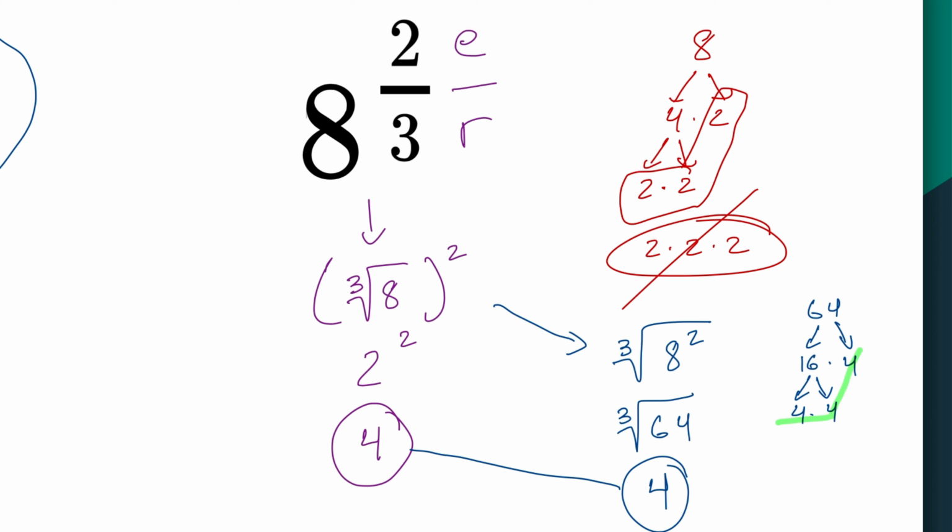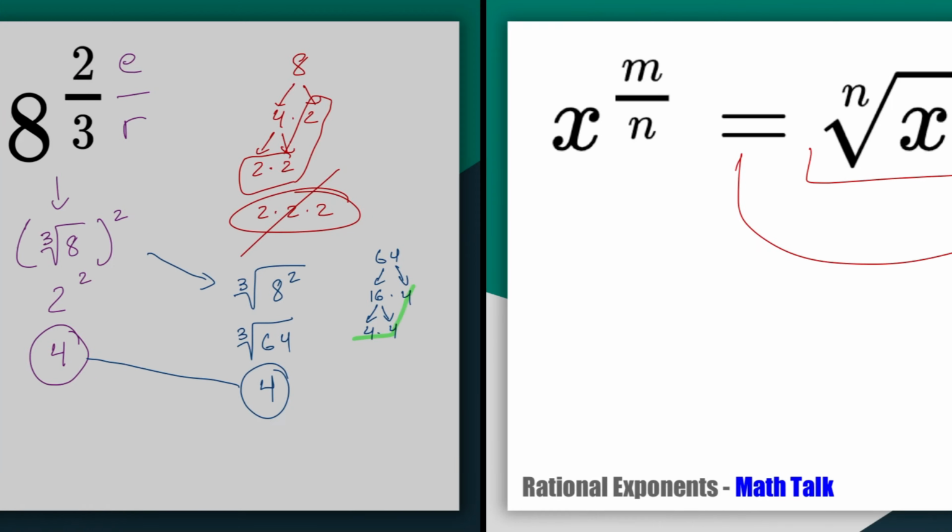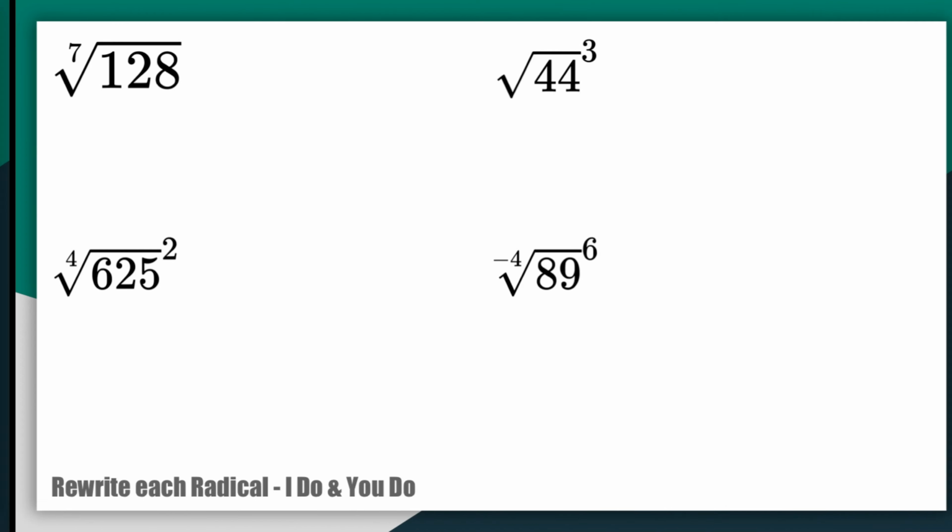But what if this was like 25 to the power of 7? That would be making this number very, very big. So I would prioritize making my numbers smaller before making them bigger. Okay? All right, rational exponents.